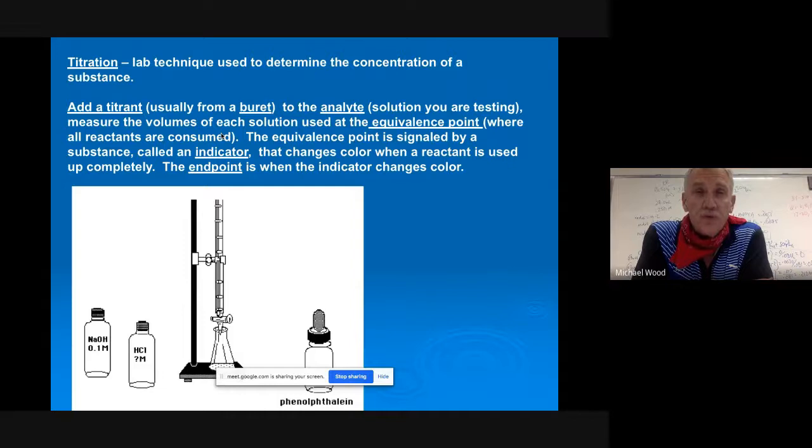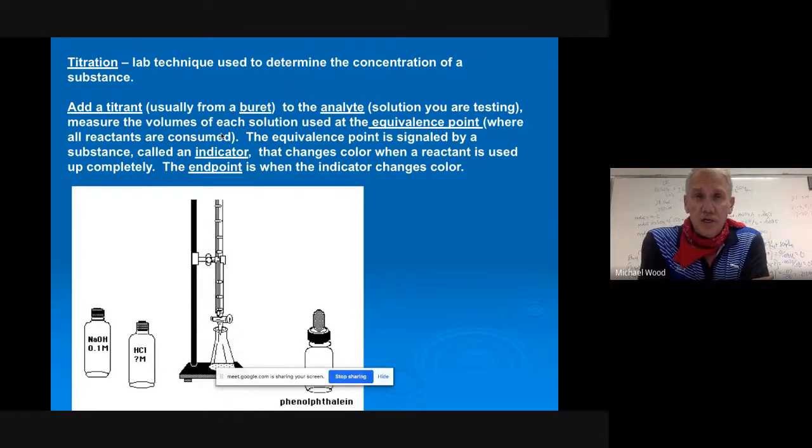And the equivalence point is where the moles of acid equal the moles of base. And we always use the indicator phenolphthalein. And again, if we get far enough in the spring, we're going to come back to some of the things on this page, but we'll look at different indicators. And you'll see why phenolphthalein is a good indicator.